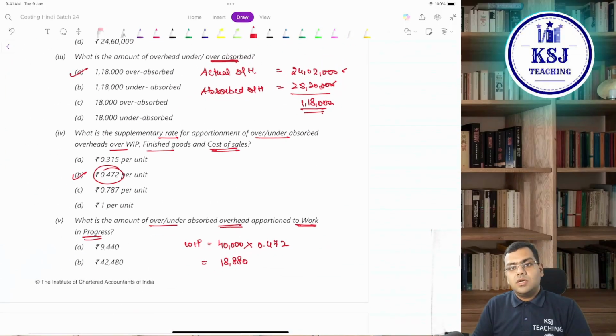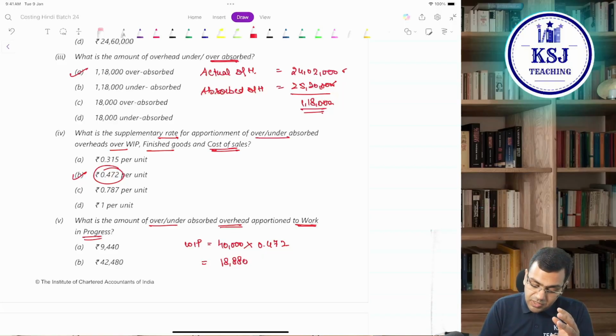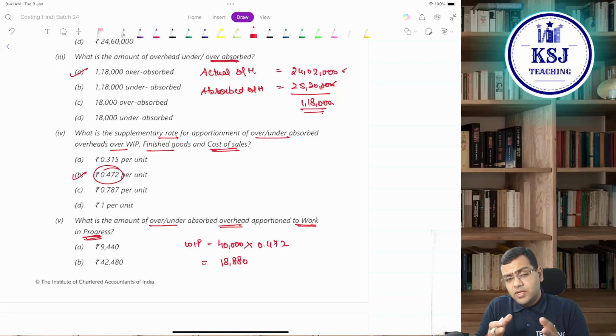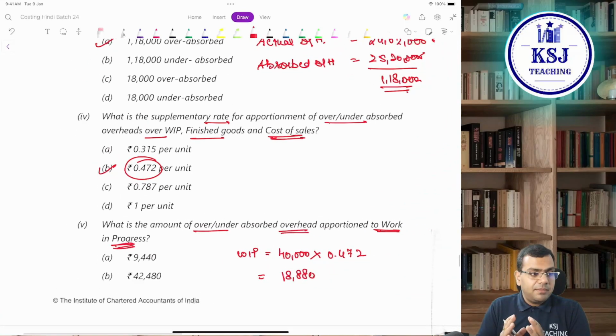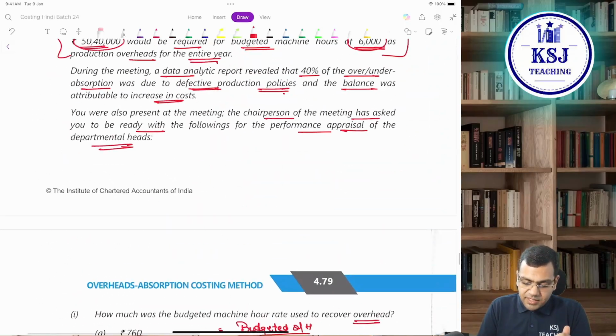18,880. This is your amount to be taken to WIP. Now here they can ask you, instead of WIP, they can ask you FG also. They can ask you the cost of sales also. Anything they can ask you, right? So that means the number of units multiplied by the supplementary rate. Is that clear, everyone? So with this, we are done with this case study.